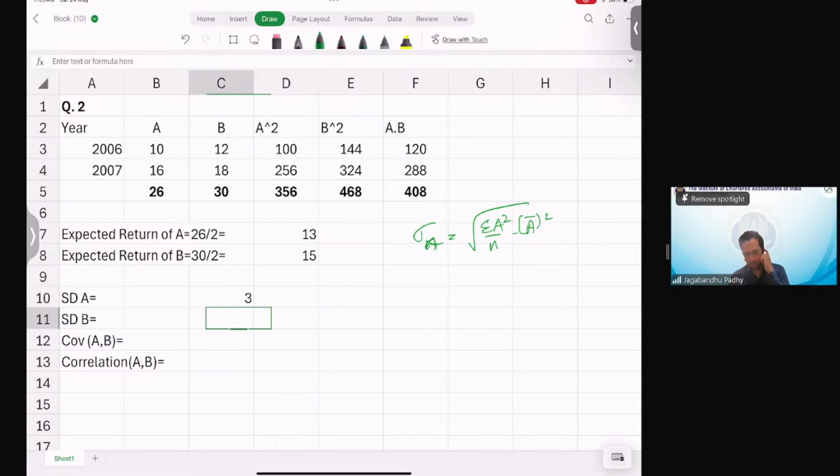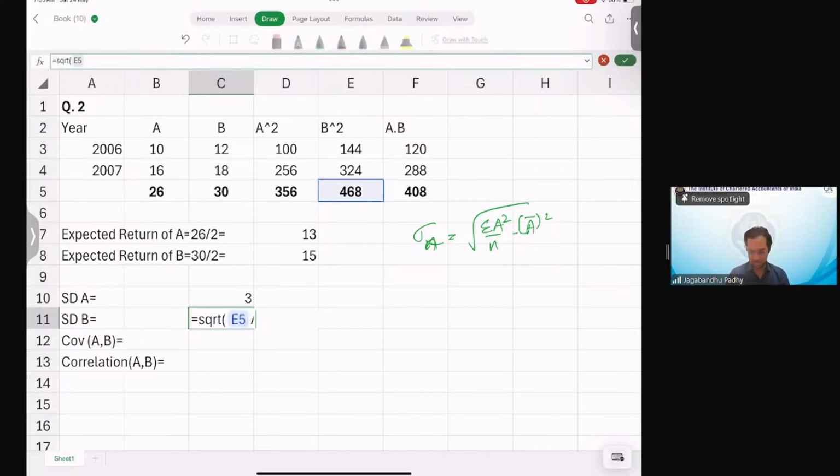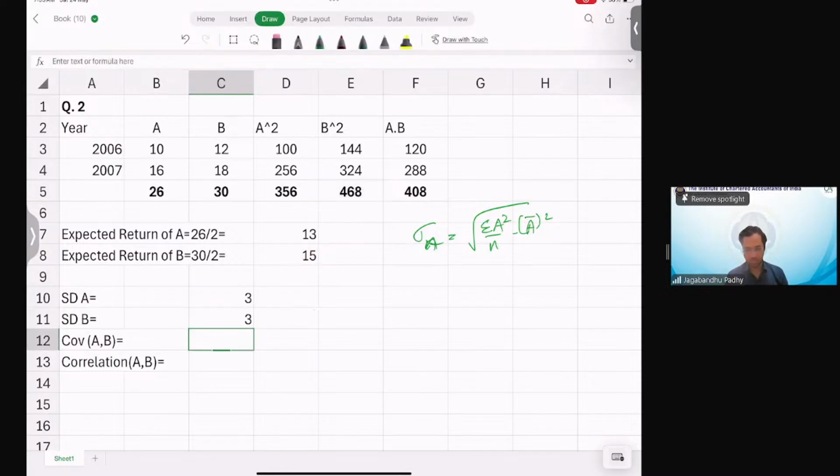Okay. Standard deviation of B is also 3? Yes, let me check. So that's divided by 2 minus. Yeah, that's also 3. Then calculate the covariance between A and B.